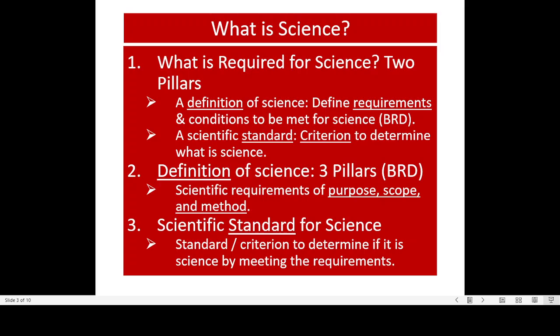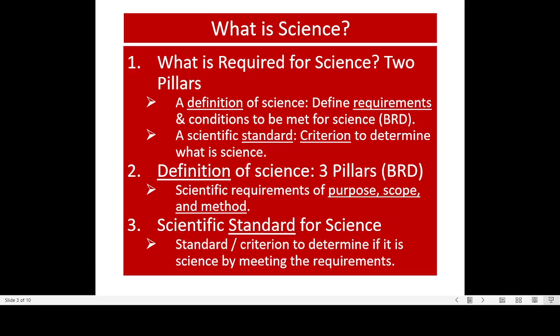Now, back to the question, what is science? Well, you have to ask, what is required for science? What are the requirements? There are two pillars. One is the definition of science. What it does is to define all the requirements and conditions to be met for something to be science. That's like a BRD. Second, you have to have a scientific standard. It's a criteria to determine what is science, what is not science.